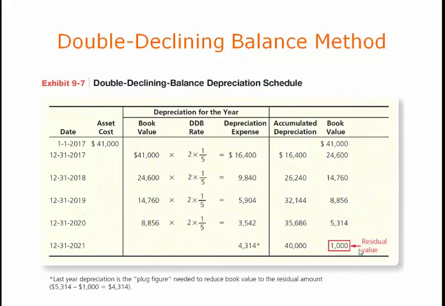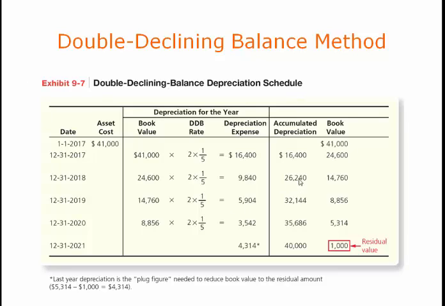But the difference, and they don't explain this very well on this slide, is that no longer are they using the depreciable cost, they're using the acquisition cost. So we're going to take 41,000 times 2 times the straight line rate, which is 1 year divided by 5, and it tells us that our depreciation is $16,400 in the first year. Then we come up to our new book value of $24,600 in the second year, and that comes over here: 24,600 times twice the straight line rate.